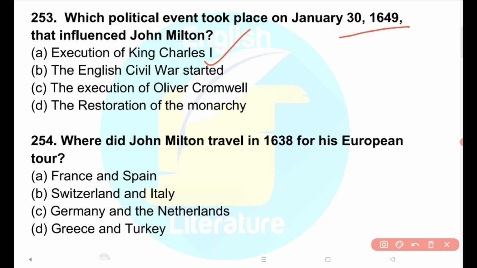Where did John Milton travel in 1638 for his European tour? Option B, Switzerland and Italy.